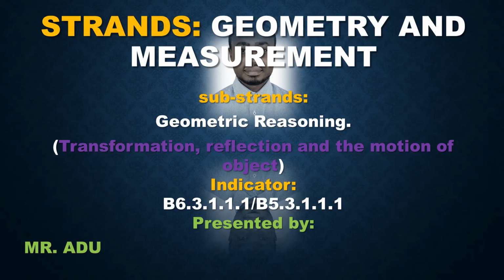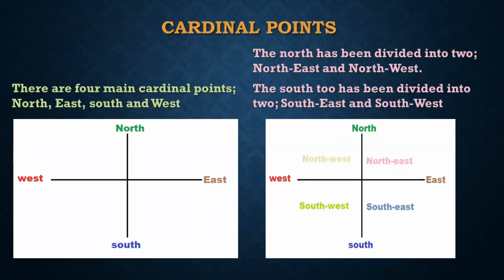Now, the cardinal points are used to show directions. Basically, we have 4 main cardinal points: north, south, east, and west. An object can be found between the north and the east. The same object can also be drawn between the north and the west. The object can also be seen between the south and the east, and the south and the west.